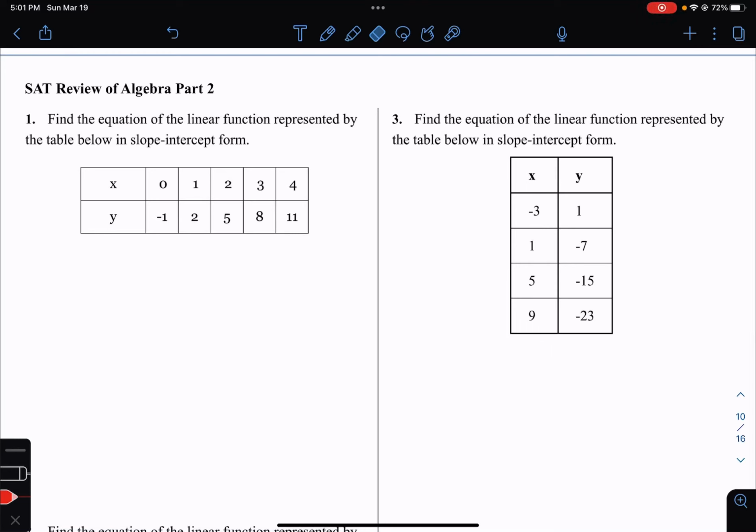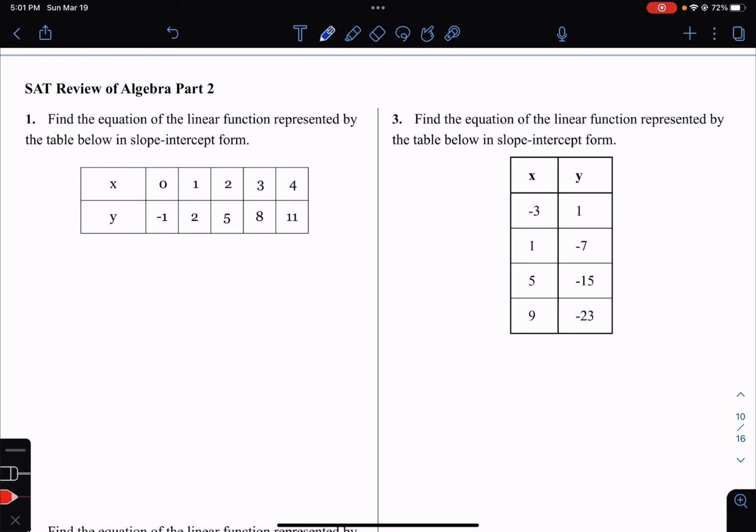Hello, Math 3 students. Today we are going to continue on our journey of reviewing different topics to prepare for the SAT. So today, the first topic we're going to be going over is how to write an equation of a line in slope-intercept form.